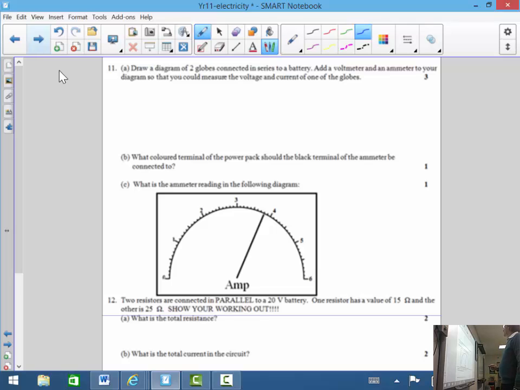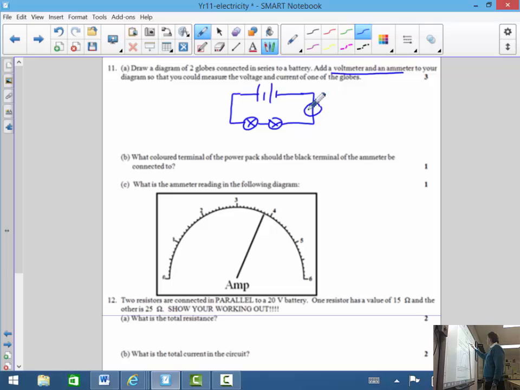Okay. Draw a diagram of two globes connected in series to a battery. So battery symbol. We're doing two globes in series, so that means they're one after the other on the same pathway. It says to add a voltmeter and an ammeter to your diagram. So we would put an ammeter somewhere on that pathway, and change that into an A. The voltmeter is going to measure the voltage of one of the globes, so we'll go just across one globe here in parallel. Obviously the plus side here would normally go to the plus side of that, and the plus side here would also go around to that one as well.